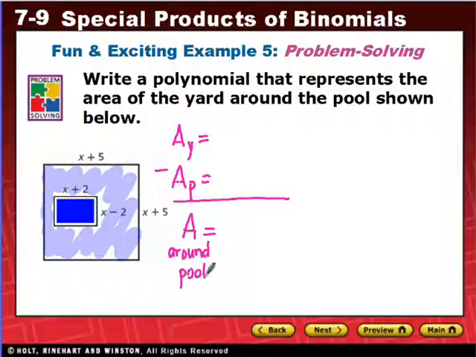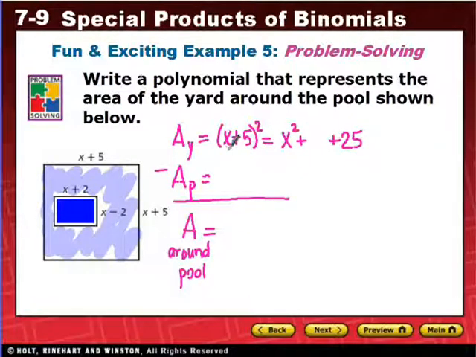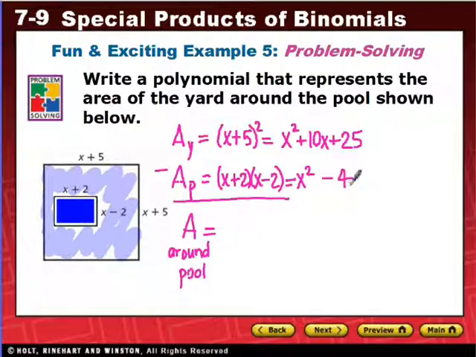So the area of the yard, it's a square with dimensions x plus 5 and x plus 5. So that's x plus 5 squared, otherwise known as a perfect square trinomial. X squared plus 25 at the end, multiply the two inner ones, 5x doubled makes 10x. And the area of the pool is x plus 2 times x minus 2, which is a difference of squares. That multiplies out to be x squared minus 4. And now we're going to subtract these.